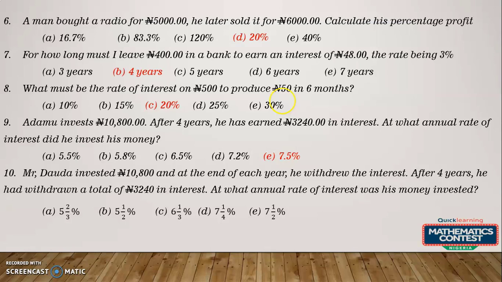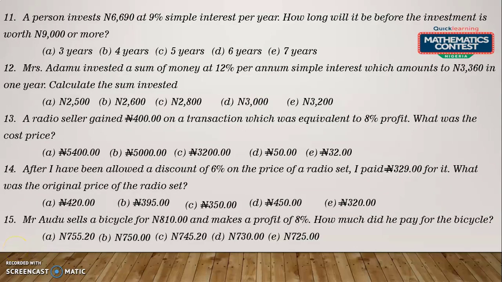Since we have also solved this, Mr. Dauda invested this amount of money. Question number 9 and 10 is just the same thing, just a change of English language, and the answer also is 7.5%. So the next question will be from question number 11 to 15. Okay, here's the next question, 11 to 15, and your time starts now.